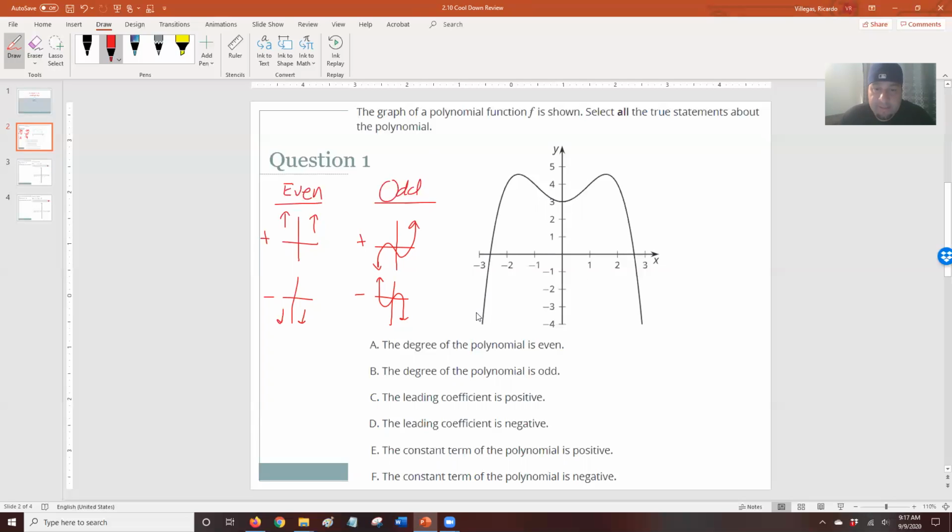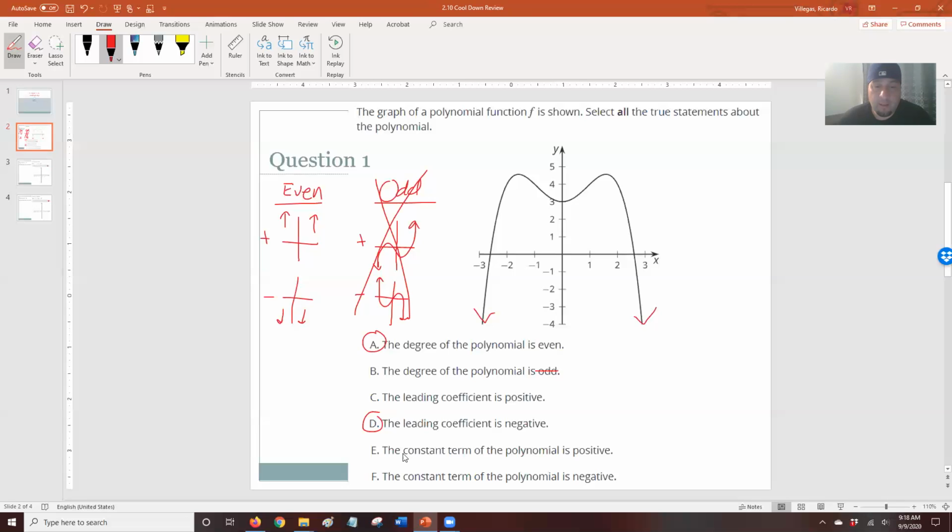Now, since this graph has the endpoints traveling in the same direction, we know that this would be an even degree and not an odd degree. So this also helps us with letters C and D. The leading coefficient is positive, the leading coefficient is negative. Well, we know that it's an even degree, so we don't have to worry about the odd degree polynomial characteristics. In this case, if the leading coefficient was positive, the endpoints would travel in the upward direction. If it was negative, then they travel in the downward direction. As you can see, these are traveling in the downward direction, so the leading coefficient is negative.